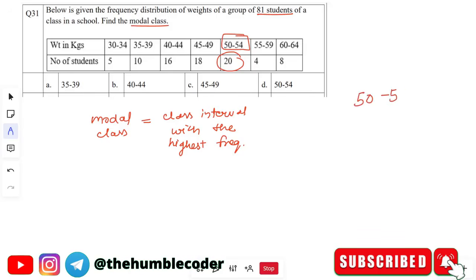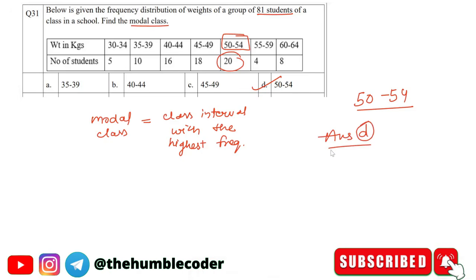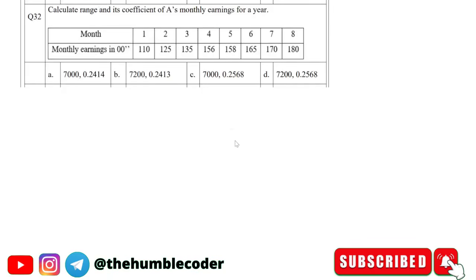Because modal class is the class with the highest frequency. So we have first found out the largest value, and corresponding to that we have given that interval. The correct answer in this case is going to be option D, which is 50 to 54. Hope you have understood the explanation. Let's move on to the next question now. Let's look at this question.